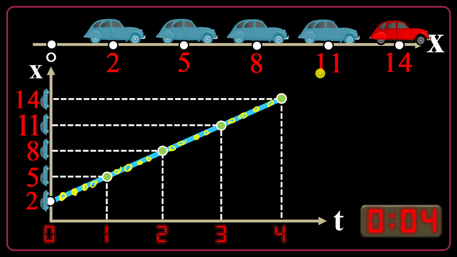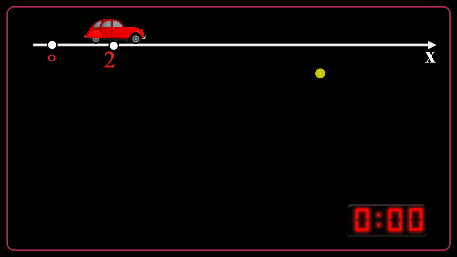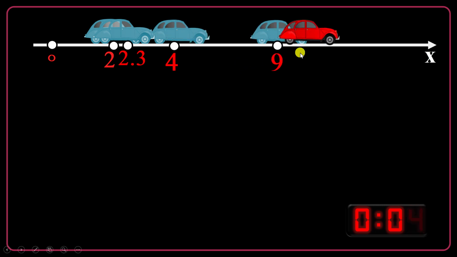What about in the case of speeding up or slowing down motion? Do we have the same linear graph? Let's see. Suppose that the car is, again, at x equals 2, and it starts from here to go rightward, but with speeding up motion.